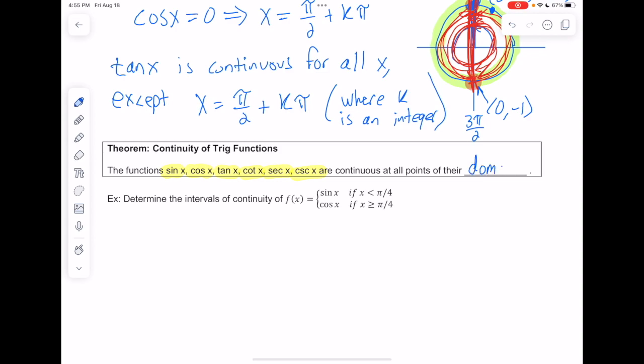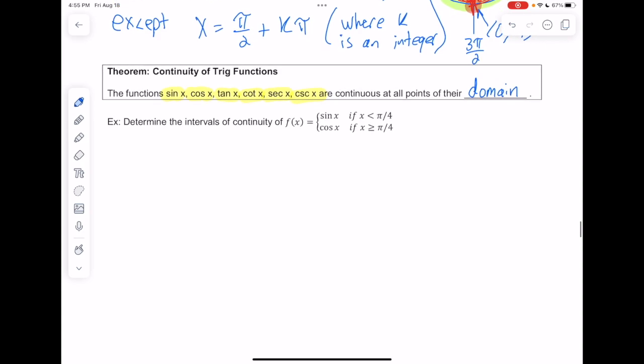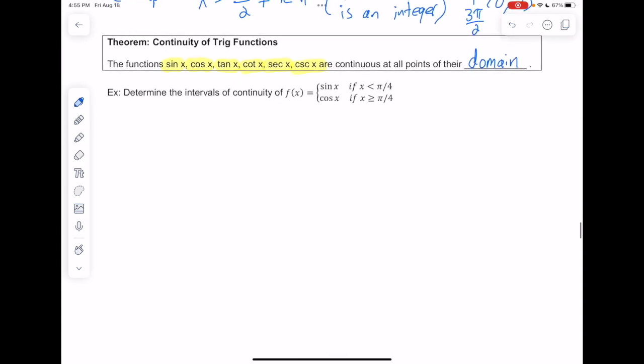And the only domain issue that any of the trig functions have are 0 denominators. All right, so let's try and put some of that stuff together that we've been seeing so far in this section. Let's look at a piecewise defined function that has trig functions as its branches, and let's see where it's continuous.